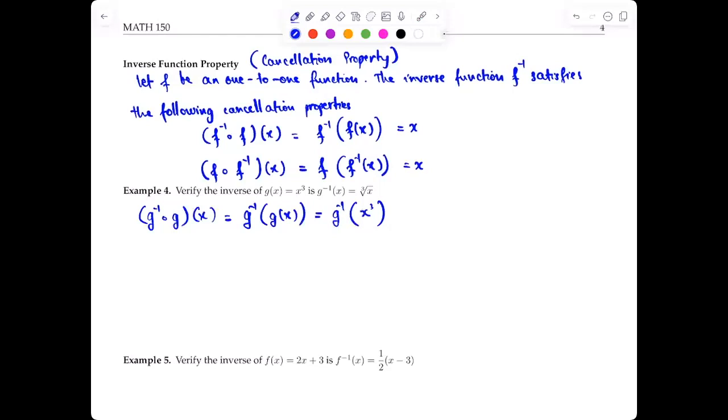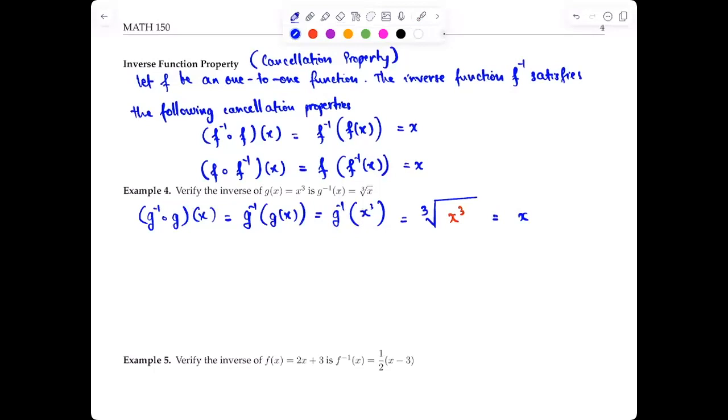Okay, so g inverse is the cube root of x. You take out the x and you replace it by x cubed. So the cube root of x cubed. Now the cube root and the third power cancel out and you're left with just x. So that's the first cancellation property.